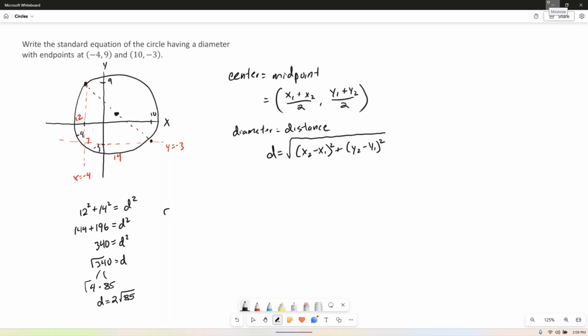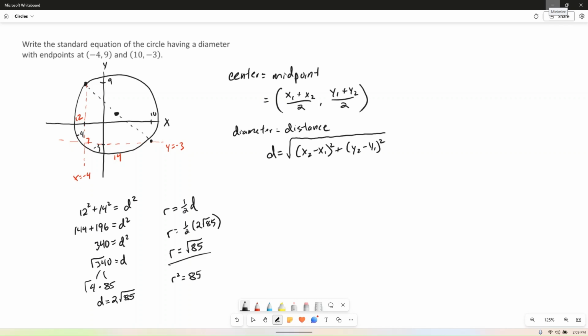Well, remember the radius is half of the diameter. So the radius has to be half of 2 square root of 85, which means the radius is just going to be equal to the square root of 85. That also means that when we go to our equation, I need to know r squared. So r squared is just going to be 85. Okay, so I know the radius, and I now know r squared. I need to find the center.